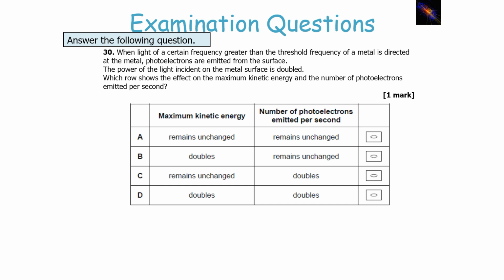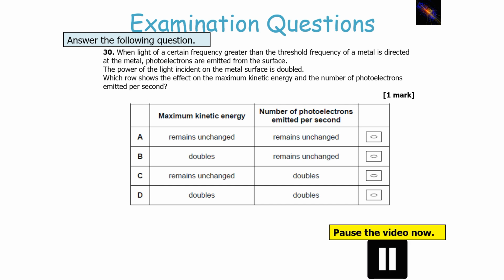Next question. When light of frequency greater than the threshold frequency of a metal is directed at the metal, photoelectrons are emitted from the surface. The power of the light incident on the metal surface is doubled. So which row shows the effect on the maximum kinetic energy and the number of photoelectrons emitted per second? So pause the video now, then unpause the video when you want to go through your answer.